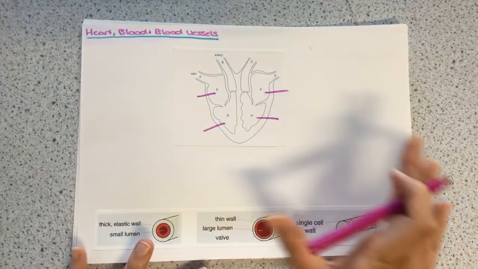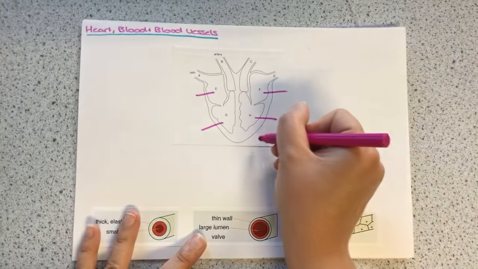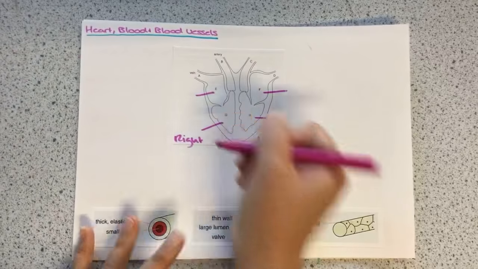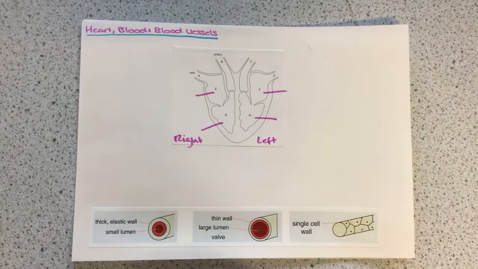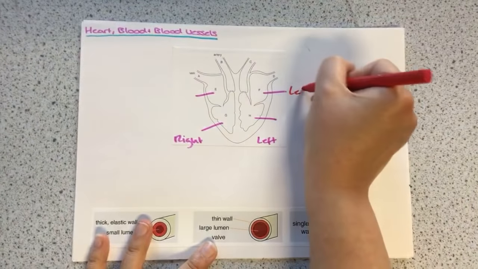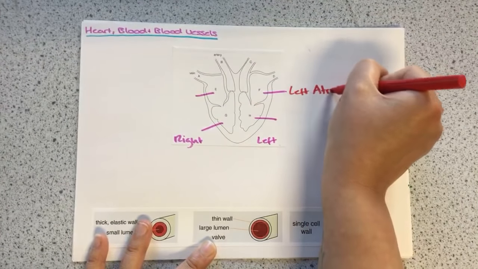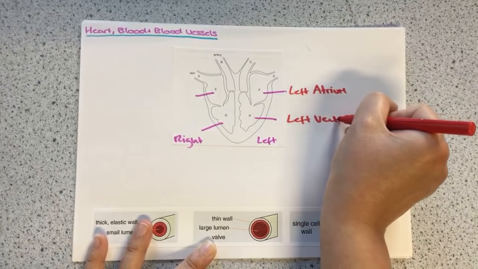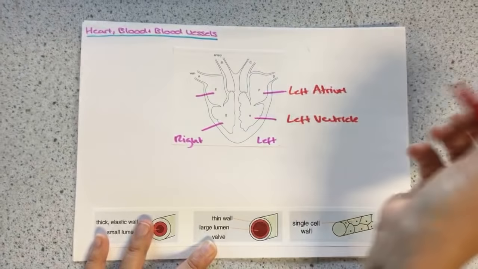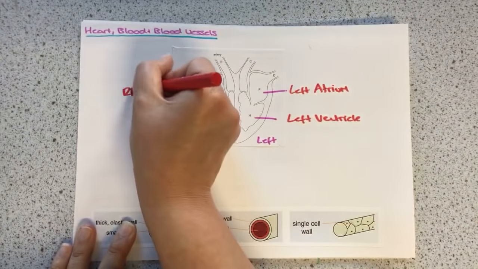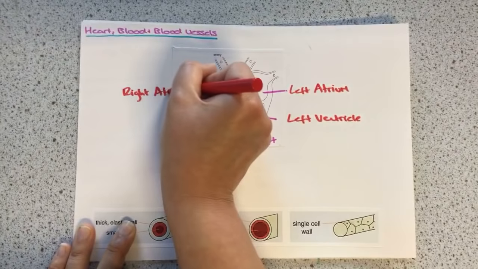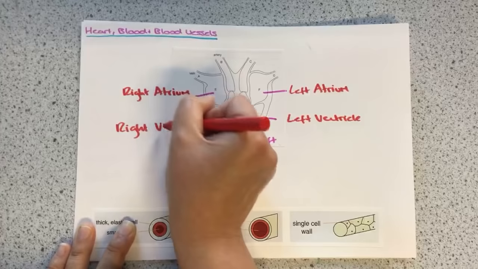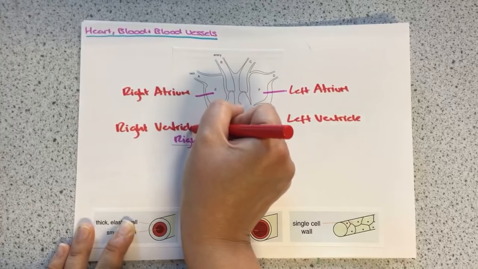As you look at the heart, it is a mirror image. So this is the left side, this is the right. And you need to know what the parts of the heart are and the blood vessels. So this one is the left atrium. This one is the left ventricle. Obviously, it's a mirror image. The opposite side is the right atrium. And this one is the right ventricle. They're the main chambers of the heart.